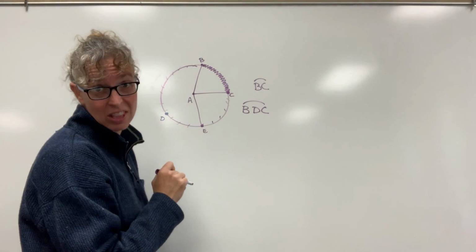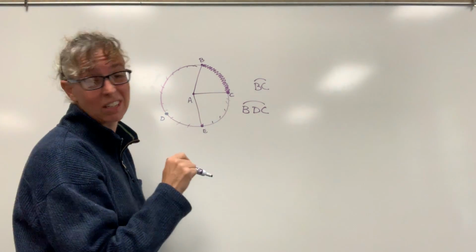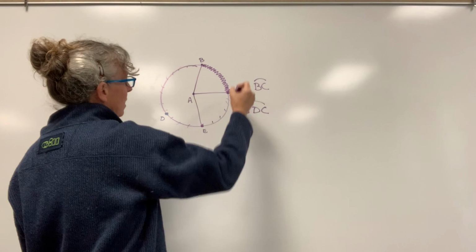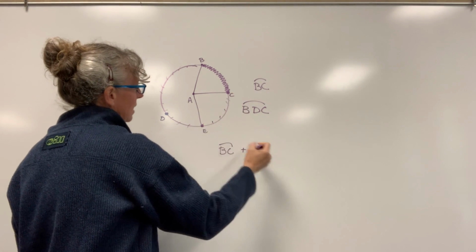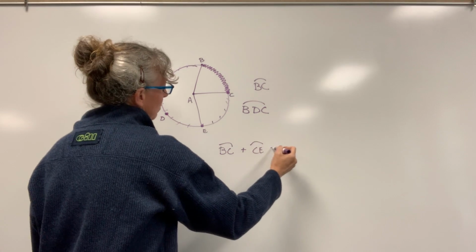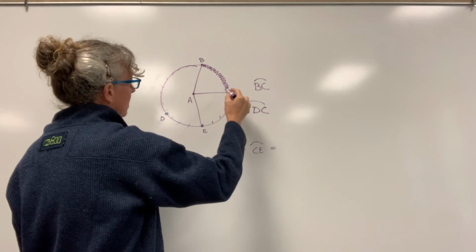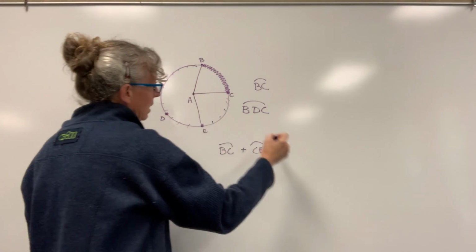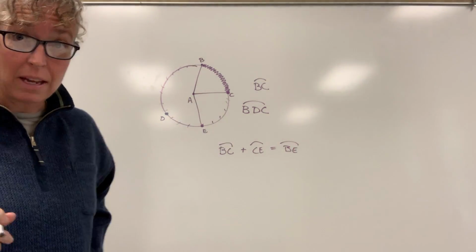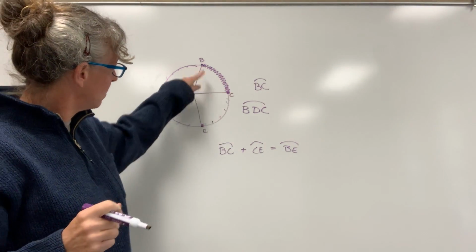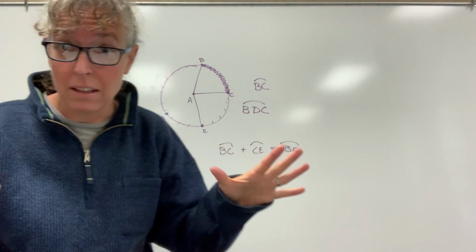You probably could figure this out all on your own, but we're going to do it anyway. So this arc here, arc BC, plus arc CE equals a total of arc BCE, or BE. You could just say BE because it's a minor arc. You don't need to use those 3 letters, okay? So this one plus this one actually adds up to that whole thing.